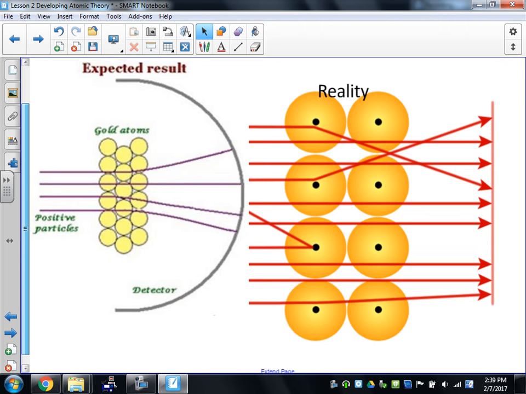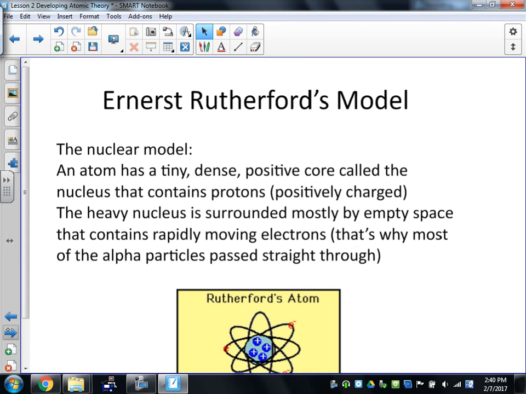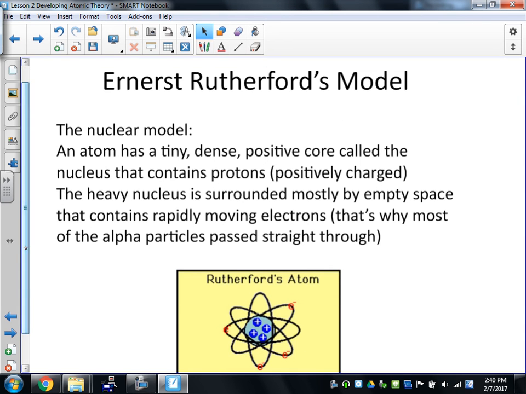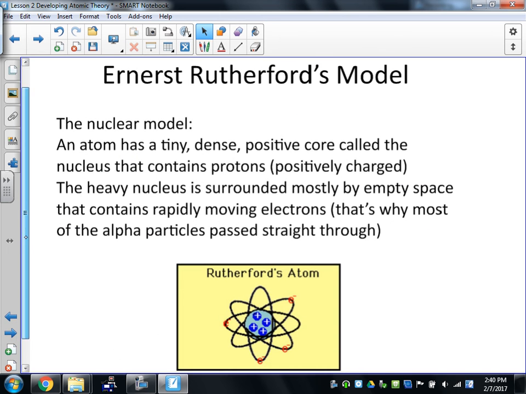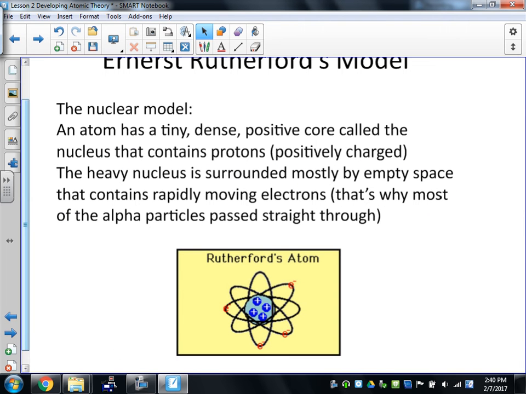So, like I said, this is kind of what he expected to happen, and this is really what did happen. Some passed through, but some bounced back. Some were deflected quite severely, which basically means that there has to be a dense something in the middle of this atom. So Ernest Rutherford's model, the nuclear model: an atom has a tiny, dense, positive core called the nucleus that contains protons, and that's what he came up with.